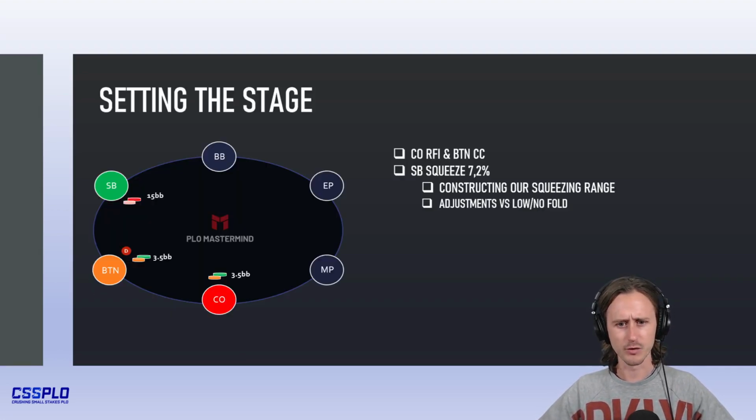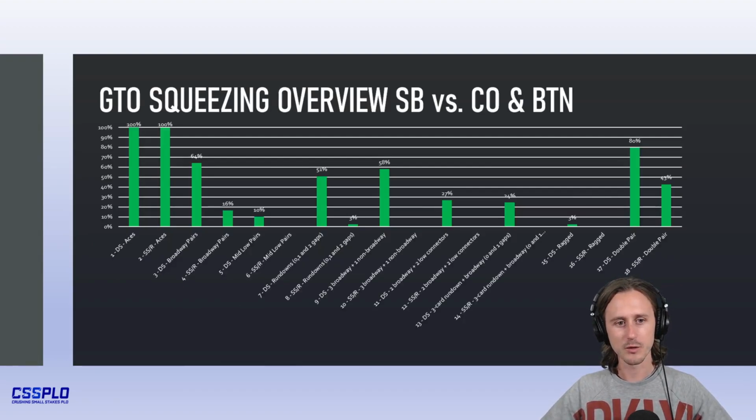The setup of today will be a raise from the cutoff. There is a button player who decides to cold call and we are sitting in the small blind. In a GTO setting here, a squeezing frequency of the small blind would be 7.2%. We're going to look into what this 7.2% consists of, what hands belong in there, and also how we should adjust if the initial raiser, so in this situation the cutoff, is not folding very often or never versus a squeeze. First things first, here is the GTO overview of the small blind's strategy.